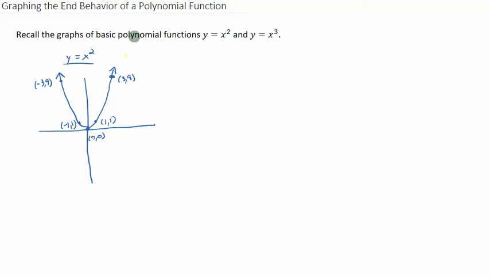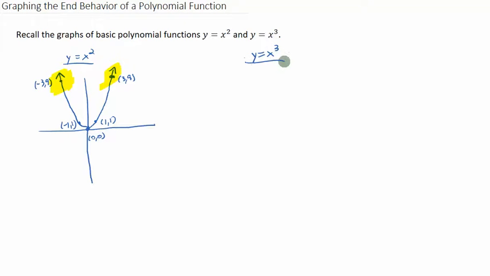And the point is, the left and the right side of this graph both go up, because if you take a positive x value and square it, you'll get a positive number. If you take a negative x value and square it, you'll get a positive number. So both the left and right ends of this graph go up.